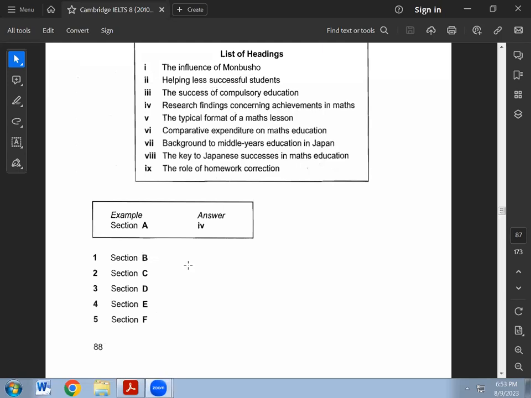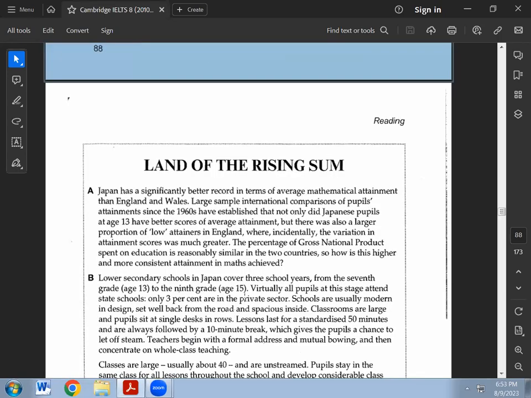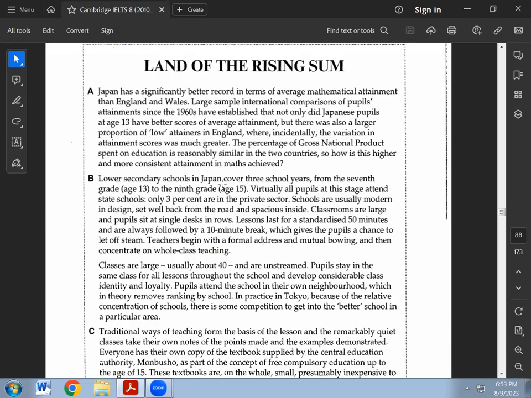So we are searching it for section B. Let's go to B and be with me. Read only the first sentence of your section B. Lower secondary schools in Japan cover 3 school years from the 7th grade, age 13, to the 9th grade, age 15. So you read them 2 times, 3 times, what are the keywords? Lower secondary school. So that means middle years education. Okay, this is something similar. Middle years education. Where? In Japan.